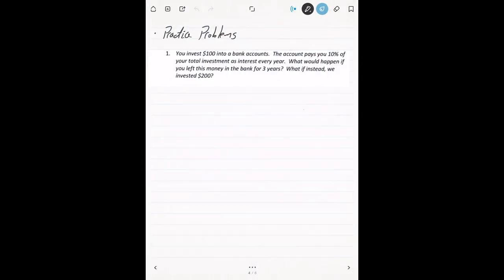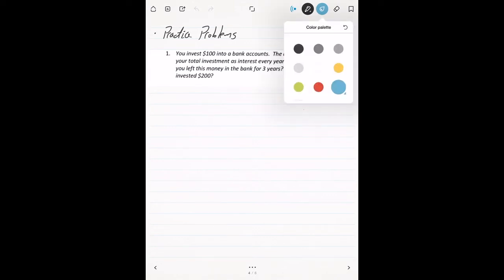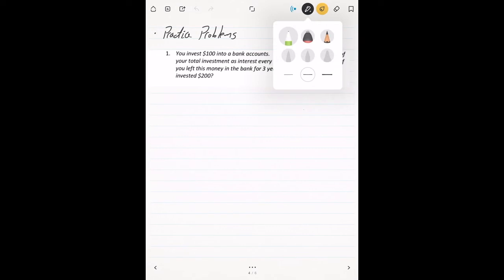Now let's get into some practice problems. This first one will really help us see, again, what's going on over time. So you invest $100 into a bank account, all right? Again, we're investing $100. The account pays you 10% of your total investment as interest. So we invested $100, and the bank gives you 10% of that every year. What would happen if you left your money in the bank for 3 years?